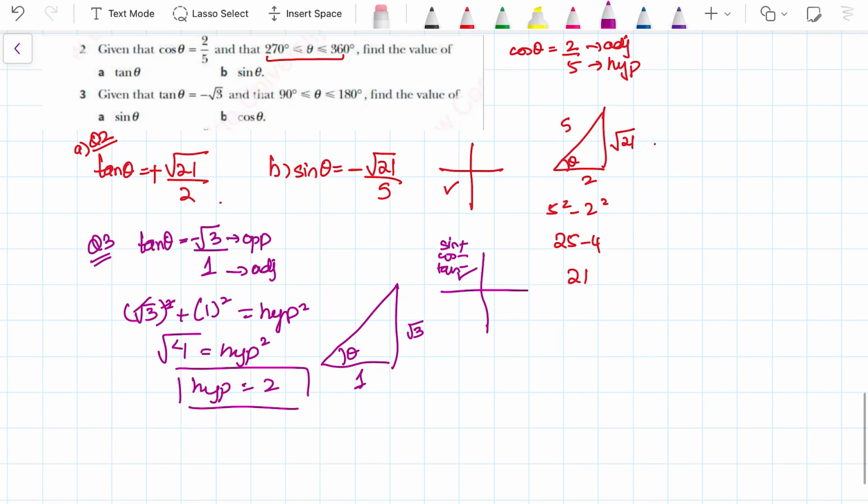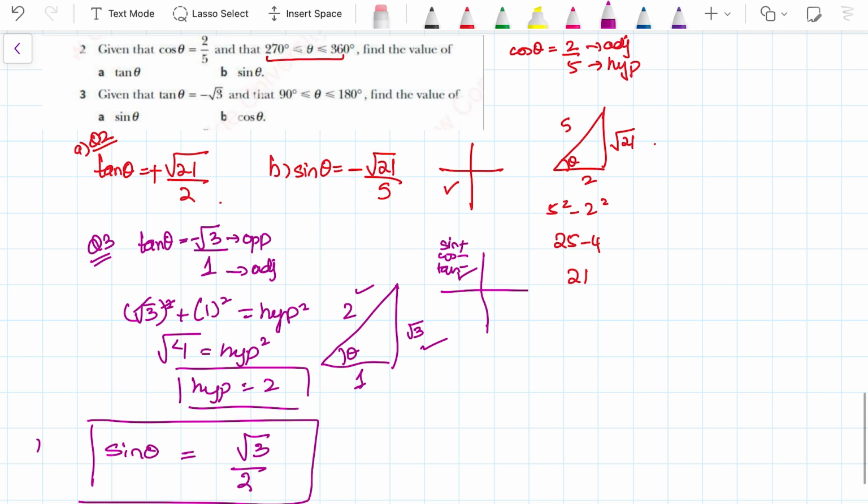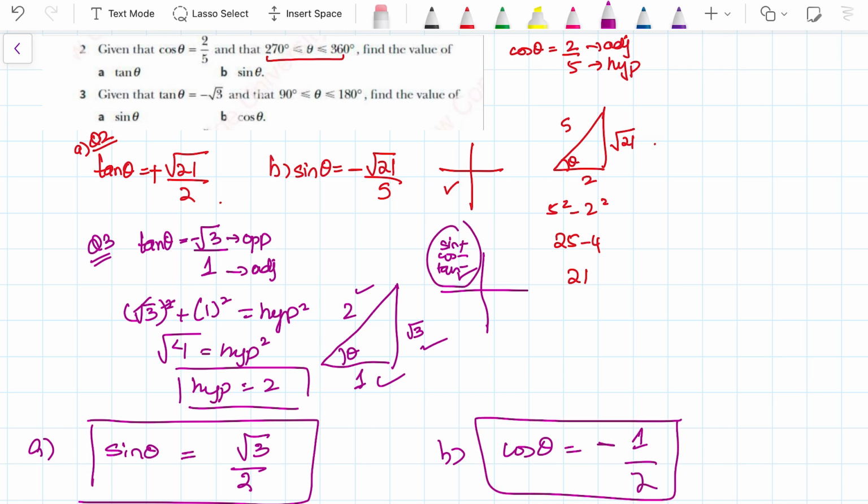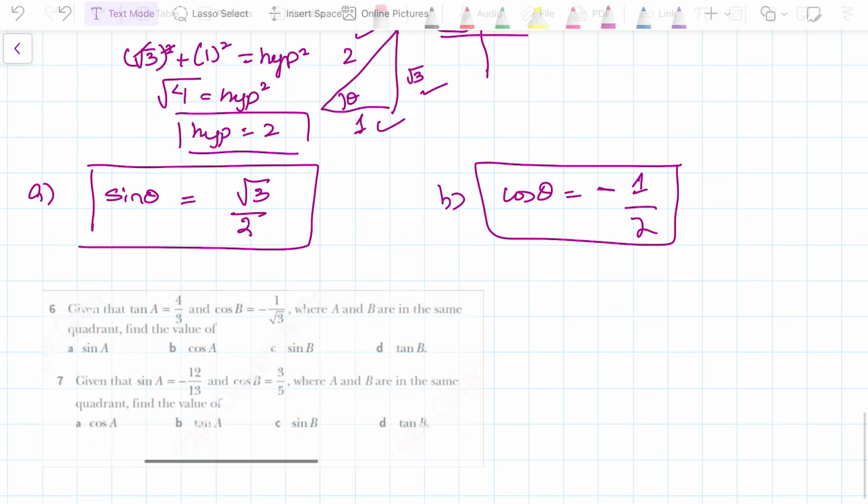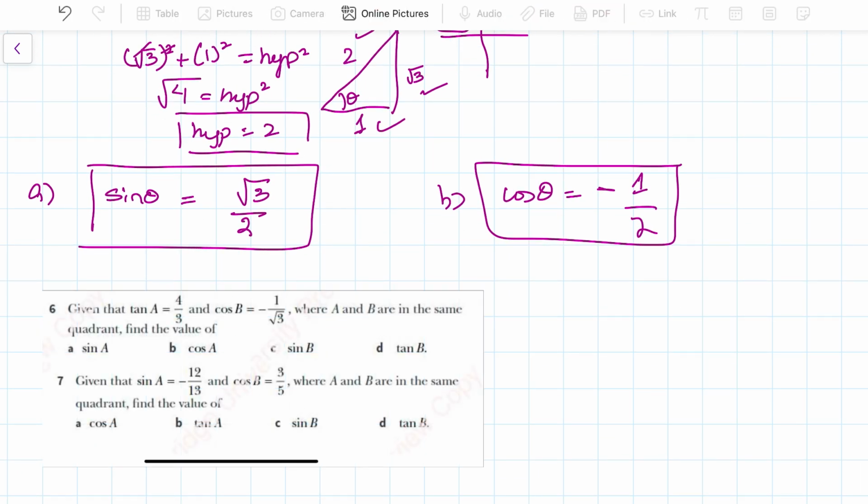Okay, now I want cos theta and sin theta. Sin theta is equal to opposite upon hypotenuse, and sin theta is going to be a positive ratio. Cos theta is equal to adjacent upon hypotenuse, but cos theta will be a negative ratio, because in the second quadrant cos is negative. Alright, these are two very interesting questions.